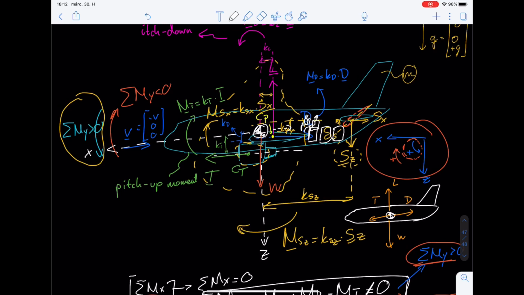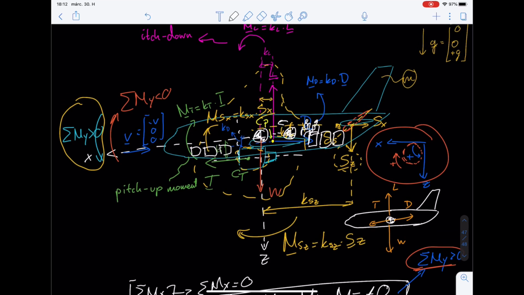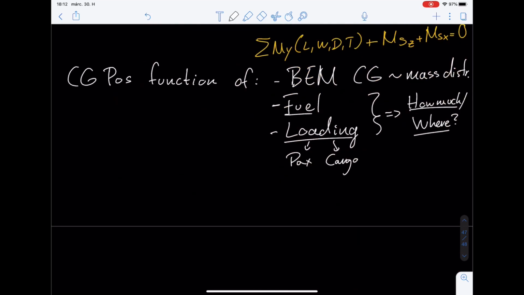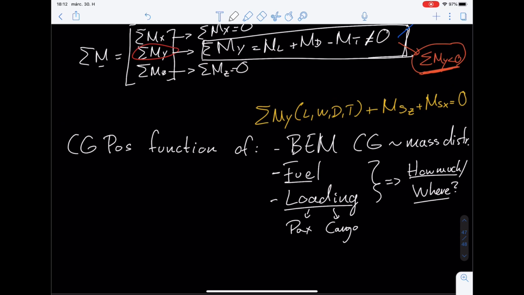But if you put a whole bunch of cargo, compared to this initial situation where the center of gravity has shifted rearward, in the front area of the aircraft, then the center of gravity is gonna shift forward, and this is what we mean by this one.